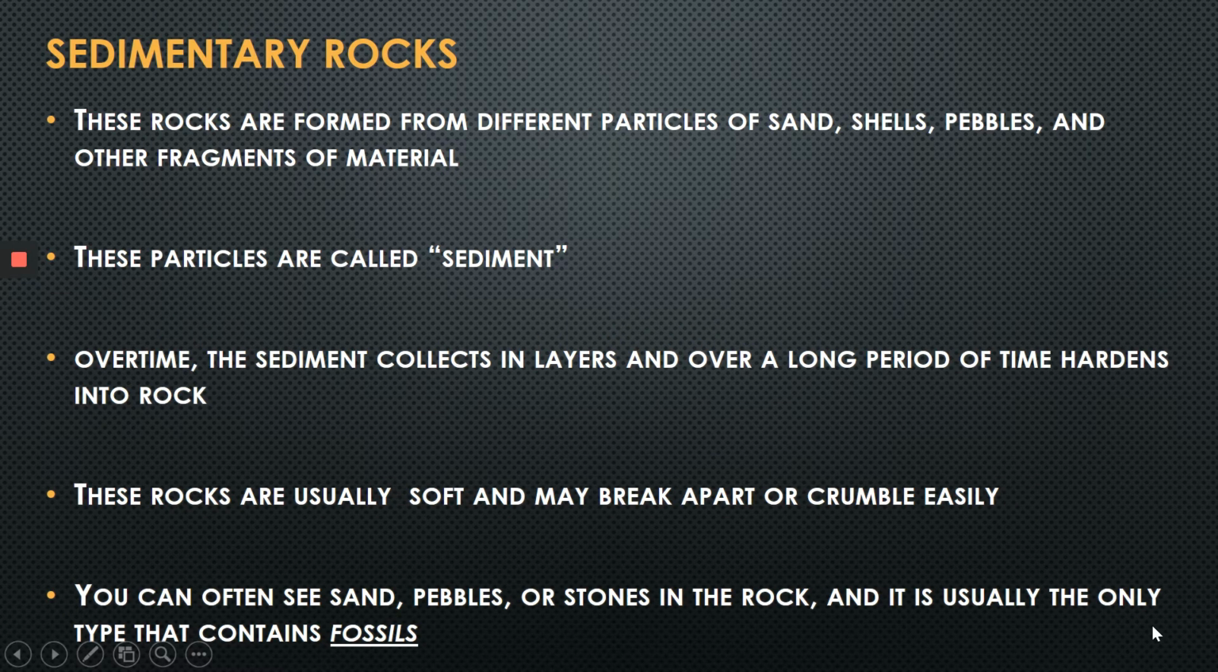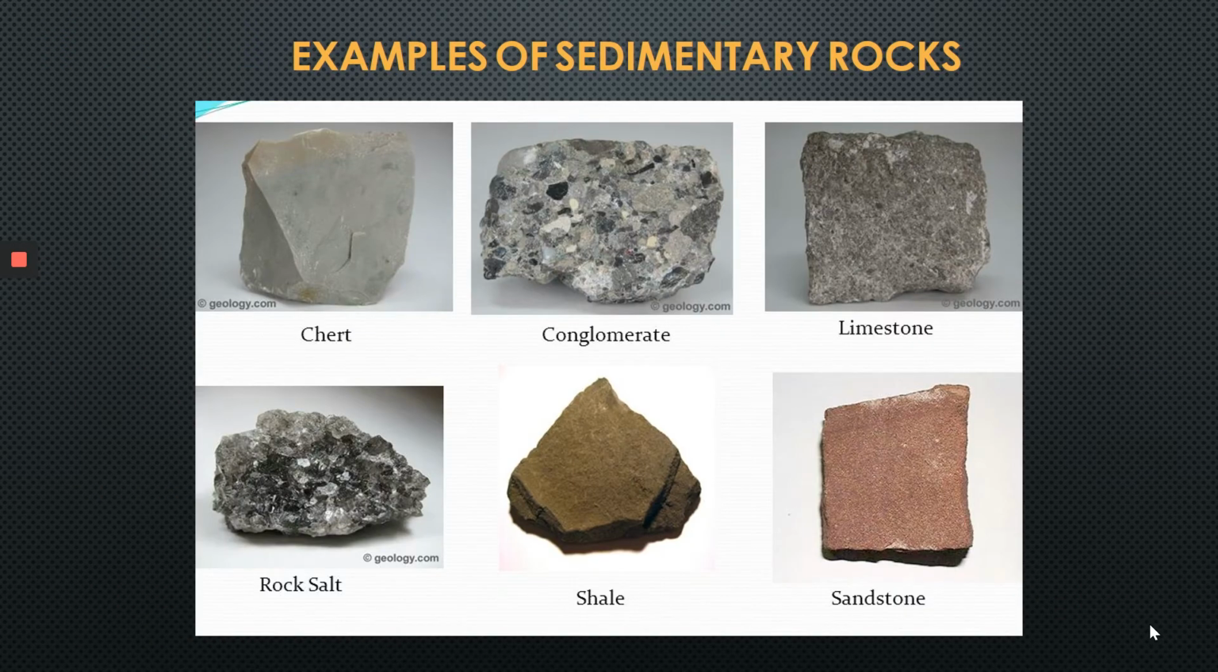The first rock is sedimentary. These are rocks that are formed from different particles of sand, shells, pebbles, and other fragments of material. These particles are called sediment. Over time, the sediment collects in layers and over a long period of time hardens into rock. These rocks are usually soft and may break apart or crumble easily. You can often see sand, pebbles, or stones in the rock, and these are the rocks that usually have fossils in them. Here are some examples: limestone, sandstone, rock salt. These are just a few examples of the sedimentary rocks.